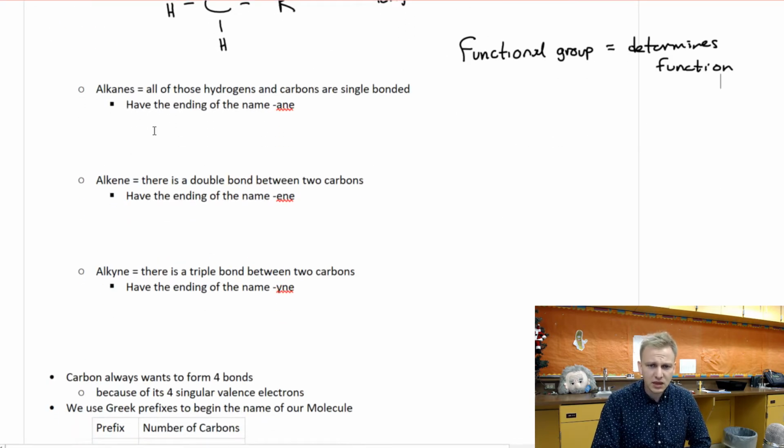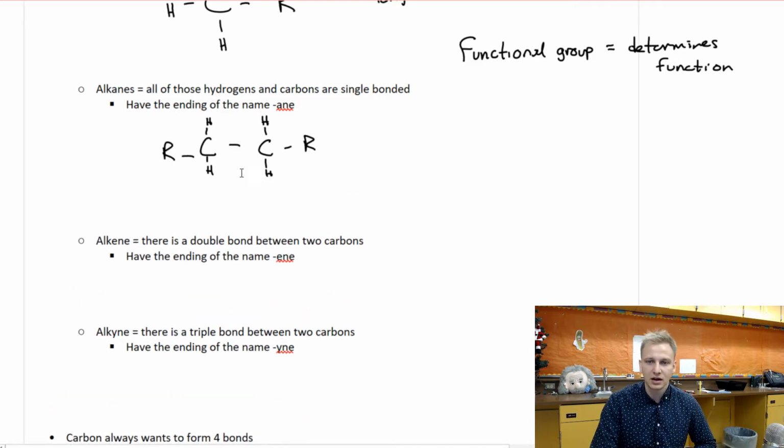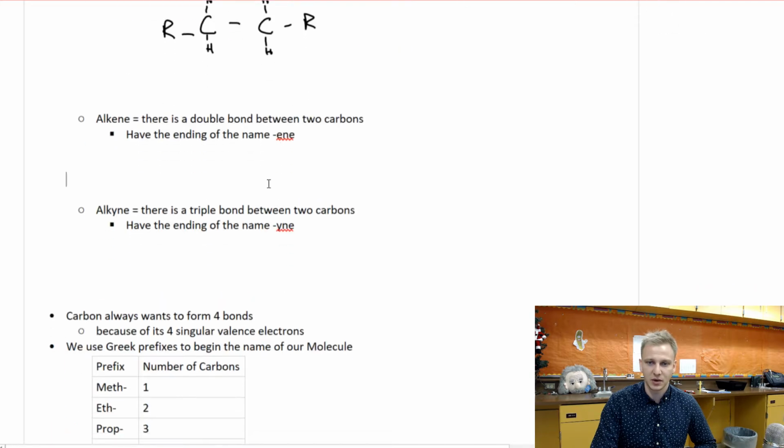So if we have an alkane, we're going to have something where we have all carbons within a chain of a molecule single bonded to each other. And here I'm going to use that R group because it doesn't really matter what's beside. Use that R group again beside here. So all of our carbons will be single bonded to one another.